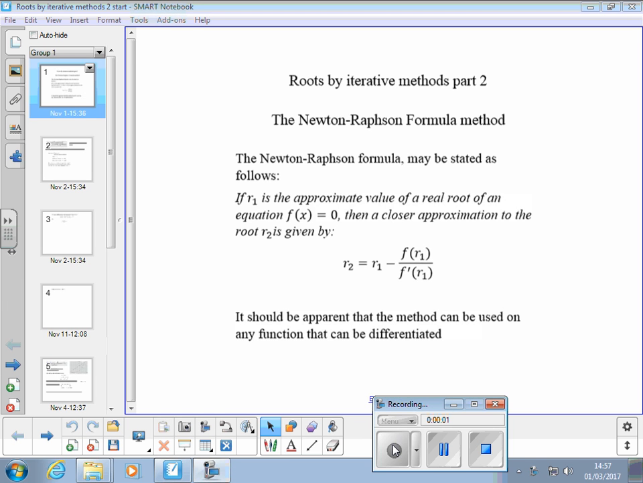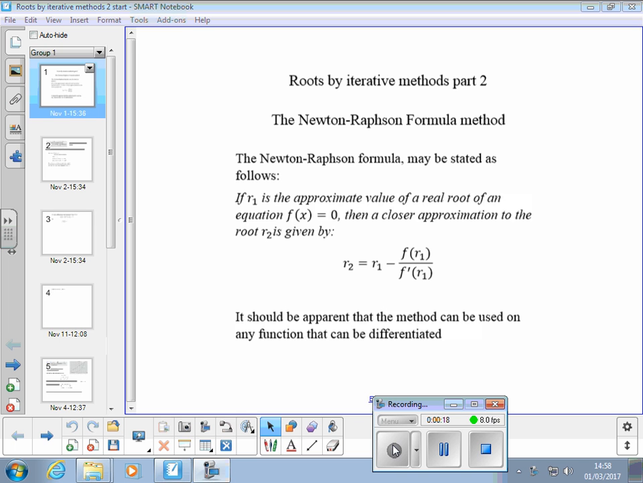Carrying on from where we left off this morning, finding roots using iterative methods, bit of a mouthful. We're going to look this afternoon at the Newton Raphson formula method. Okay.